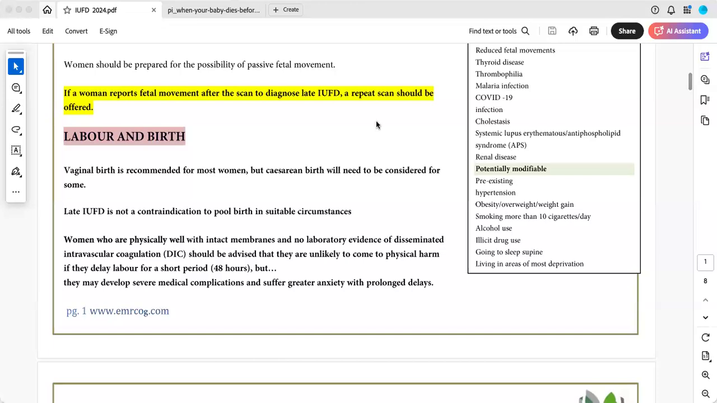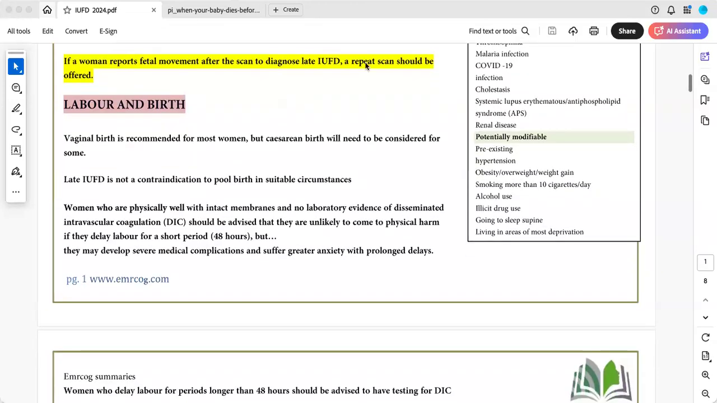For labor and birth, my friends, remember first that cesarean birth will need to be considered for some patients, but this is not the recommendation for all cases with fetal death. Of course, vaginal birth is recommended for most women. Late intrauterine fetal death is not a contraindication to a vaginal birth in suitable circumstances as well.